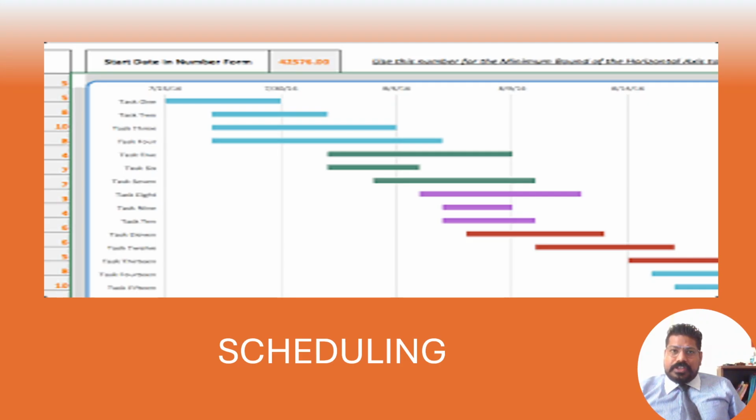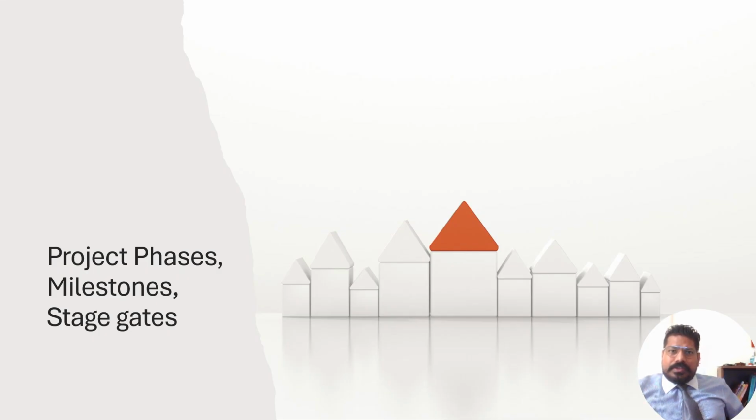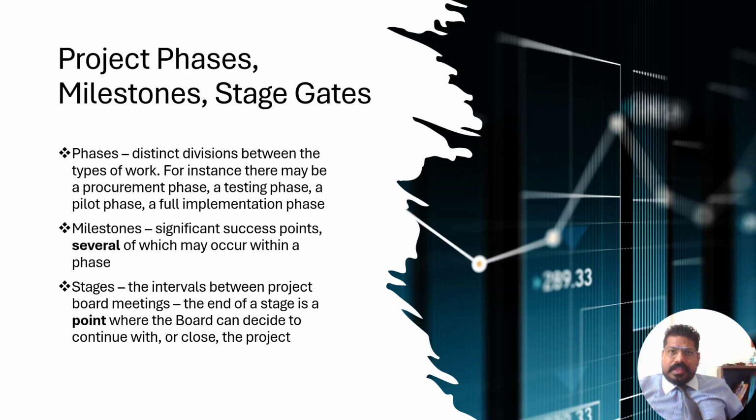Scheduling tools. One of the scheduling tools we have is Microsoft Project and Primavera. We also have a tool known as Jira for Agile. So majorly for traditional waterfall project management, we use Primavera and Microsoft Project. Okay, let's discuss what project phases, milestones, and stage gates are.